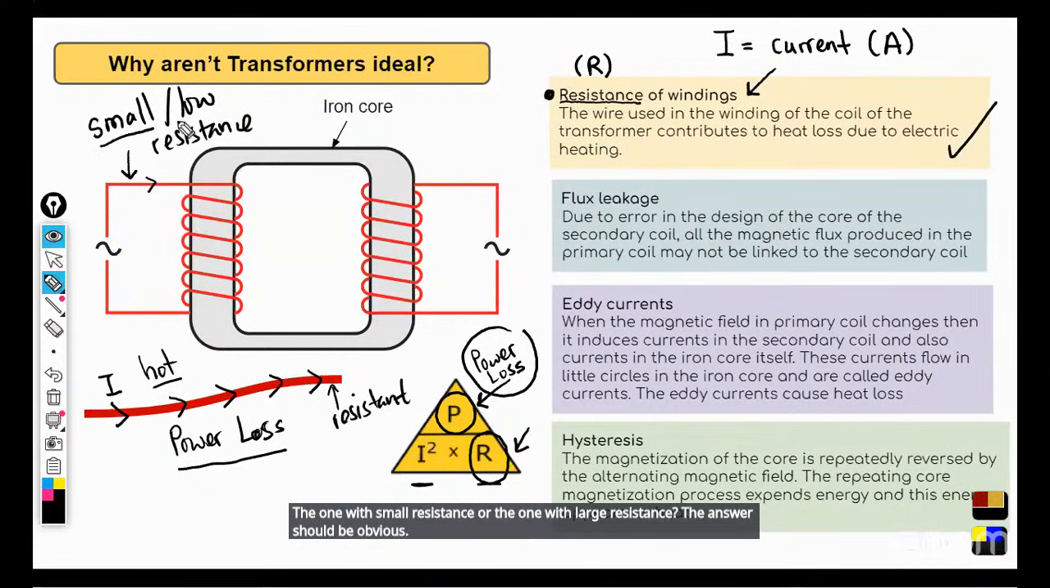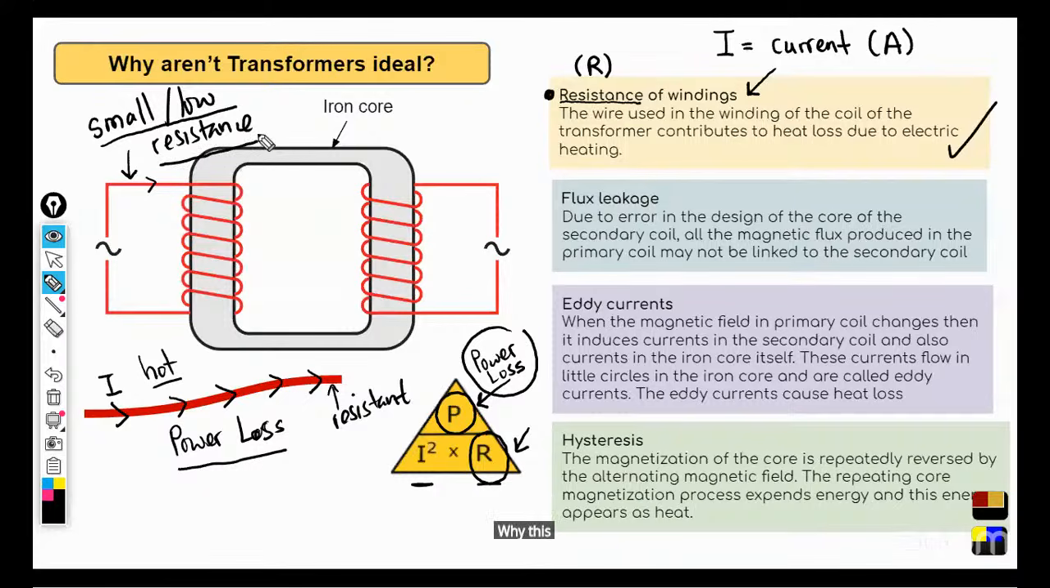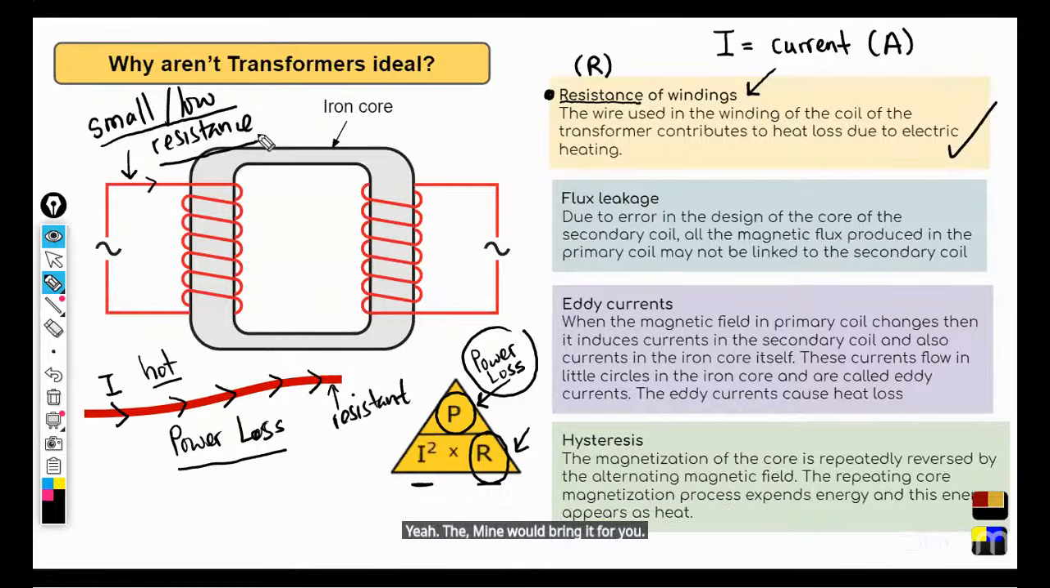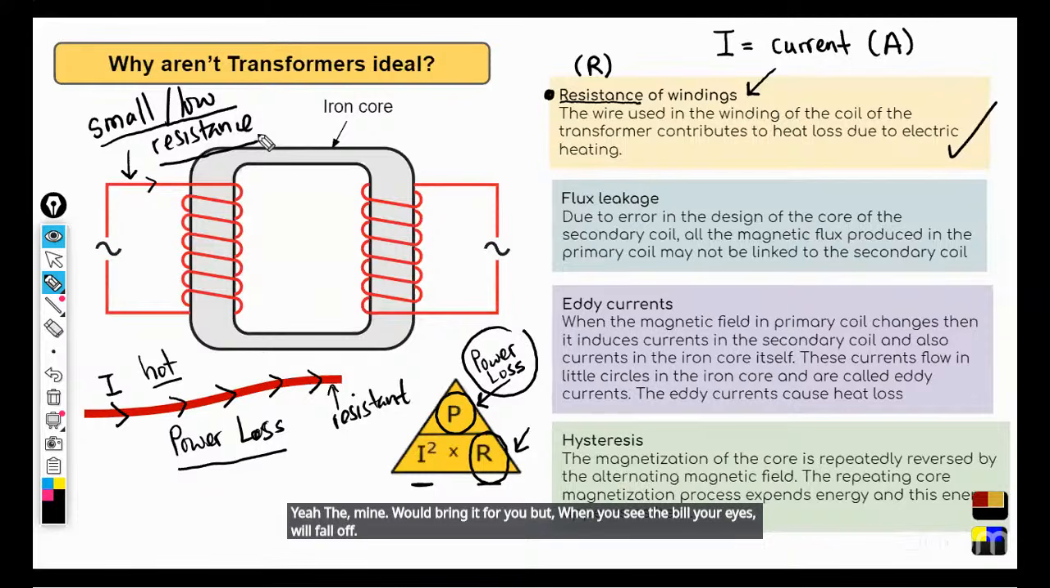Why? The smaller the resistance, the more expensive it will be. So it's not like you could just go into any hardware store and say, hey, give me the best wire you have, the one with the smallest resistance. Yeah, the man will bring it for you. But when you see the bill, your eyes will fall out, right? So it all depends on how much money you have. The more money you have, obviously, the better wire you can get.